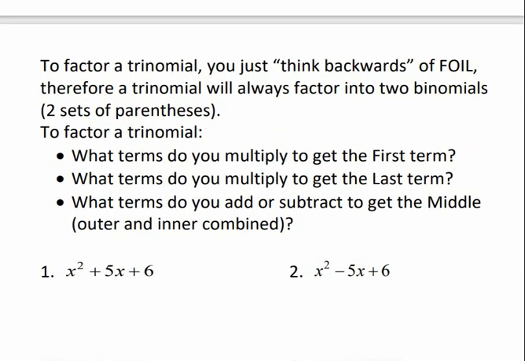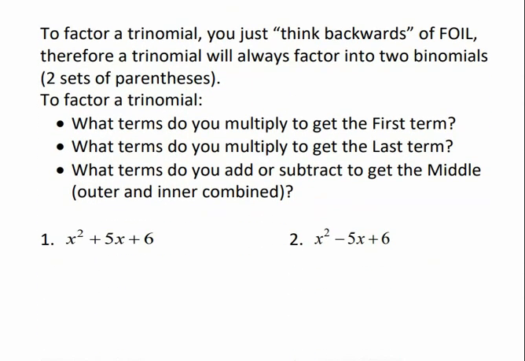So remember, foiling is how we multiply 2 binomials together, or a method that can be used to multiply 2 binomials together. And so we're just going to go backwards from that. So we ask ourselves, what terms do we need to multiply to get the first term? What terms do we multiply to get the last term? And then what terms do we add or subtract to get the middle 2 terms, the outer and the inner terms?